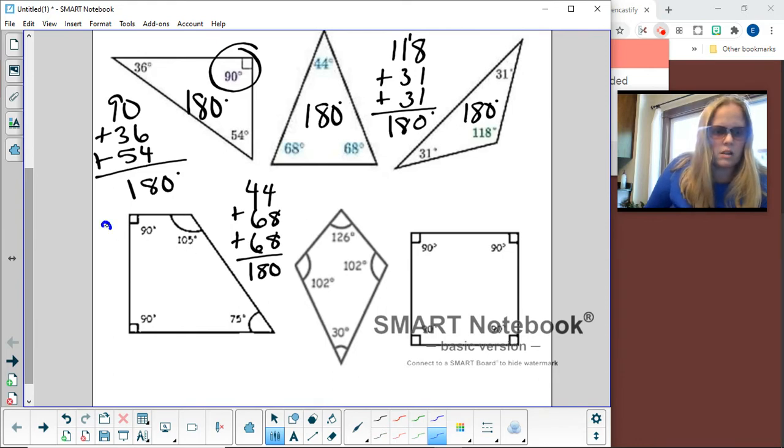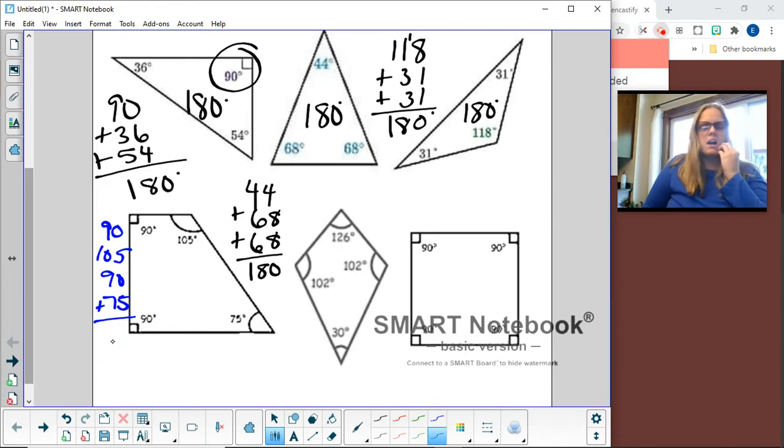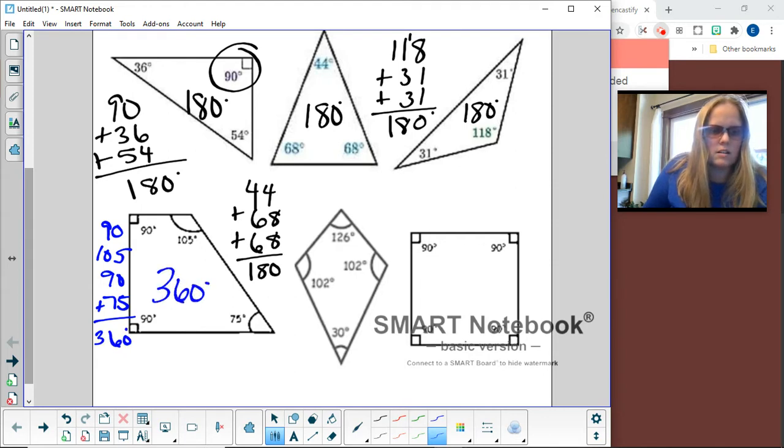So in this one it would be 90, 105, 90, and 75. And either using my mental math or calculator, I'm going to total those up and it comes out to 360 degrees. All right, that one looked like a trapezoid, and by the 90s in the corners here, it would show that these two sides are parallel. So we do have a trapezoid here.